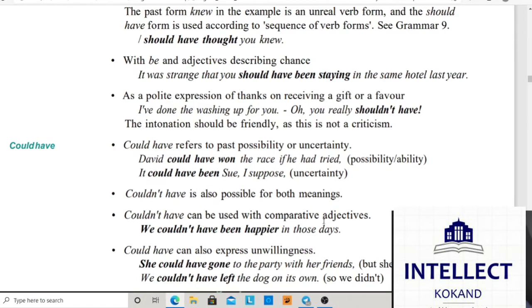Couldn't have been used with comparative adjectives. We couldn't have been happier in those days.